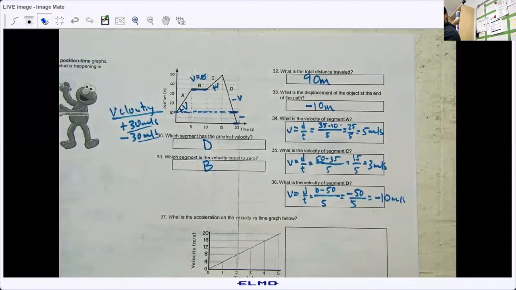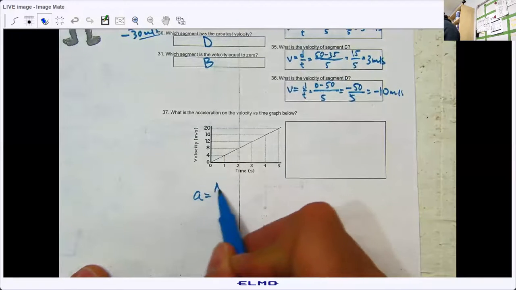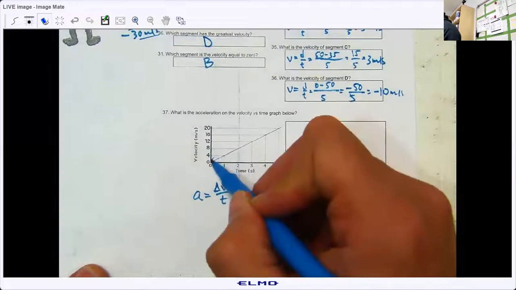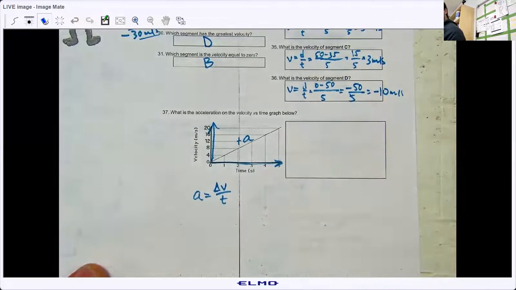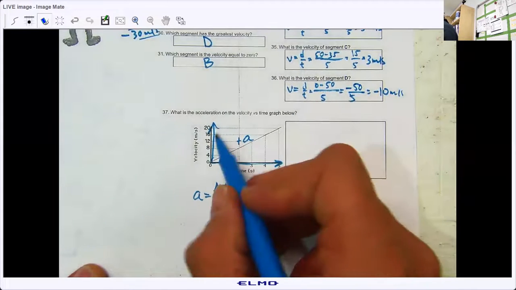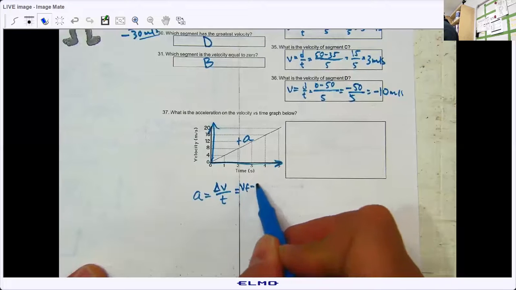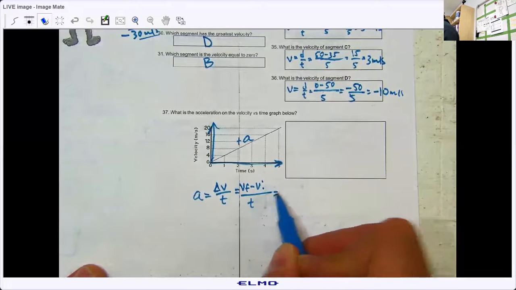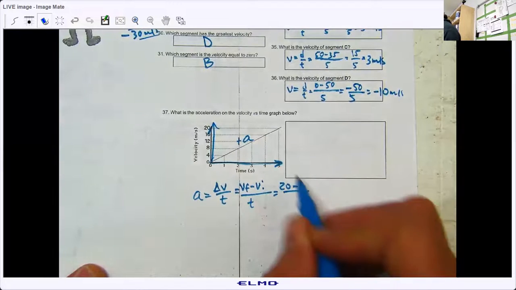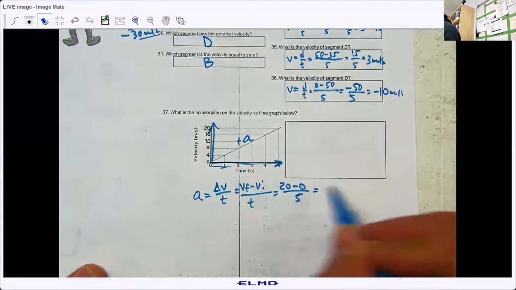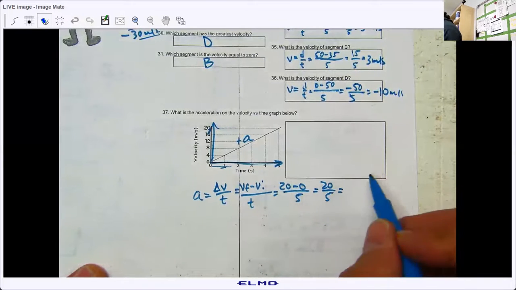What is the acceleration on the velocity time graph? Acceleration is your change in velocity over time. Velocity is the rise, here's the run. So this slope shows acceleration. It's going to give us positive acceleration. If we wanted to figure out what that is, change in velocity would be final minus initial over time. So 20 is the final, initial is 0, so it's 20 minus 0 over the time, it's 5 seconds. 20 over 5, which is going to give us 4 meters per second squared.